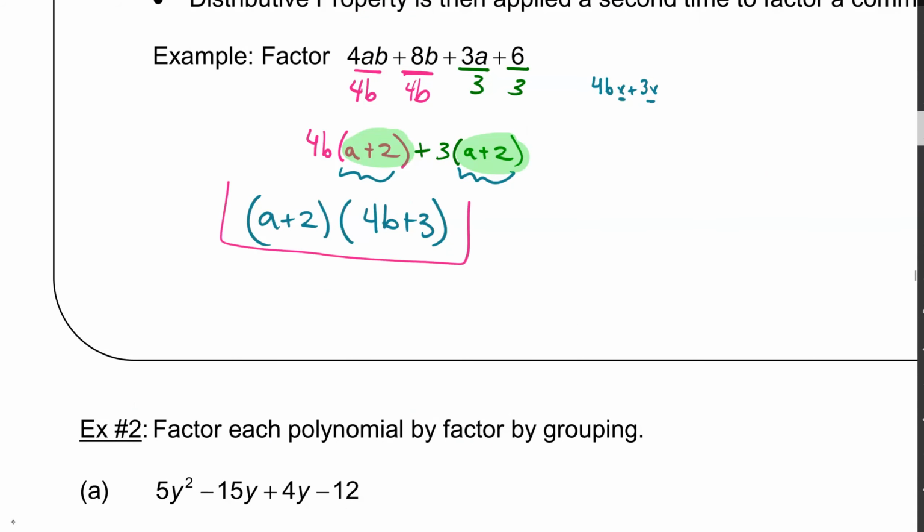I'm done. I got this fully factored. Or you're just grouping them together? Yeah, I grouped them together. That's why it's called factor by grouping.